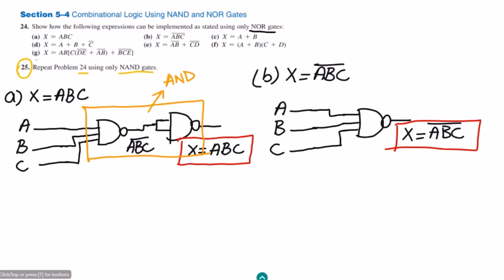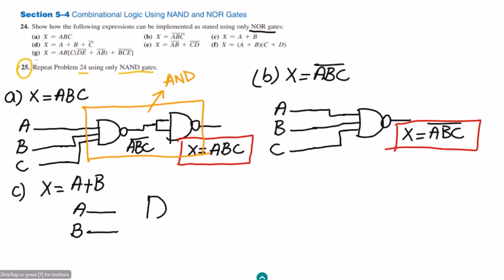Similarly, part C here: we have x equal to A plus B. We have two inputs, A and B, and we have to add them together by using the OR gate, but we have to implement it by using the NAND gates. So therefore the OR gate implementation by using the NAND gate is here.